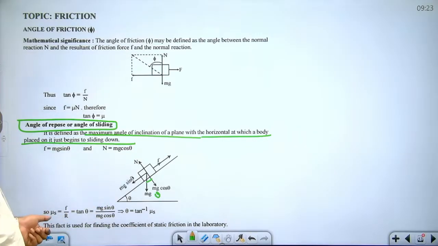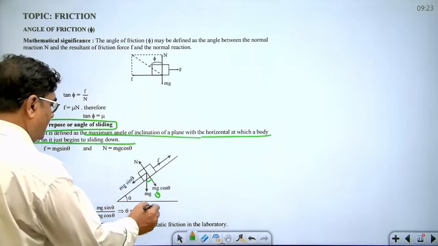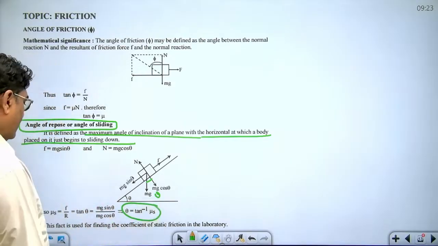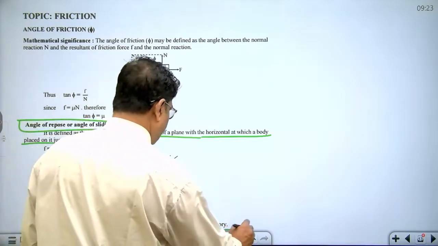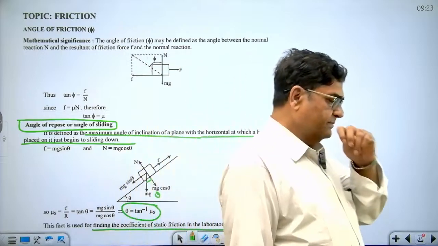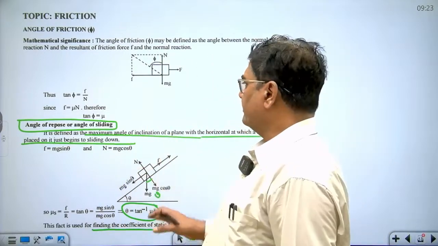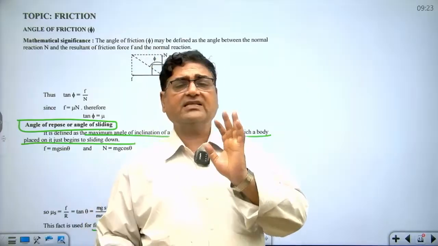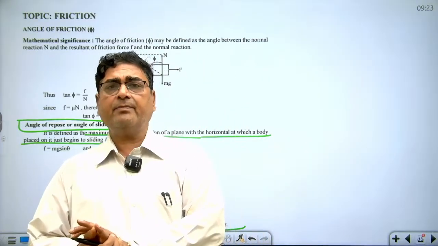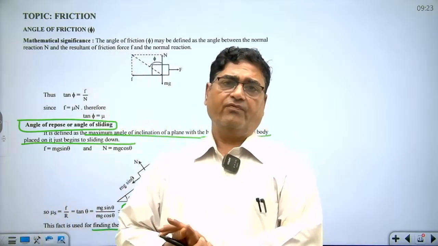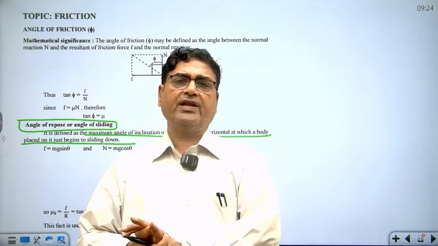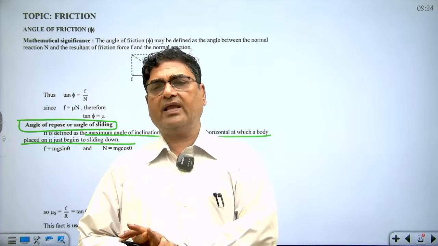Okay, so what is mu s? Mu s equal to f upon n. What is frictional force? Mu into n. And tan theta equal to f upon n. What is f? Frictional force, that is mg sin theta. What is n? Mg cos theta. So here theta equal to what? Tan inverse mu s. Okay, this fact is used for finding the coefficient of static friction in the laboratory. So dear student, what is angle of repose? It is the maximum angle of inclination of a block kept on an inclined surface till the body does not move on the inclined surface. It's called angle of repose.